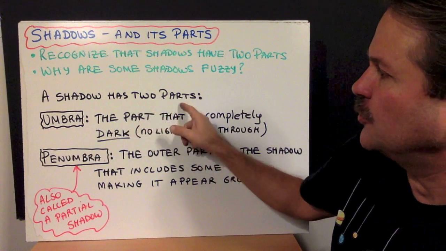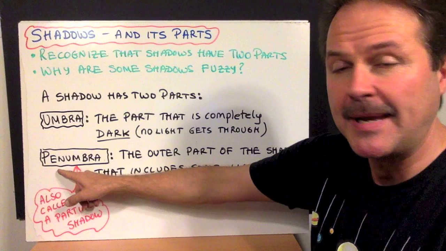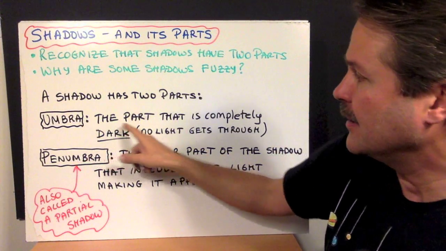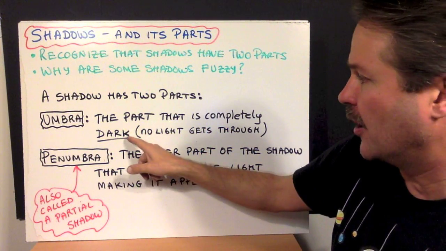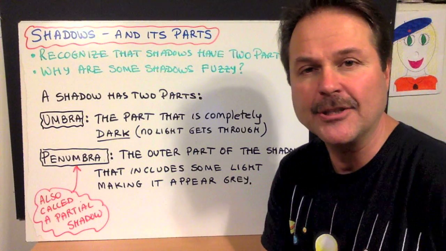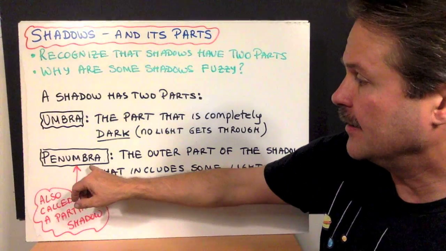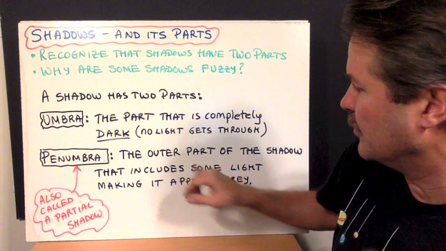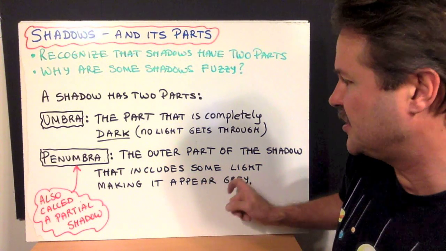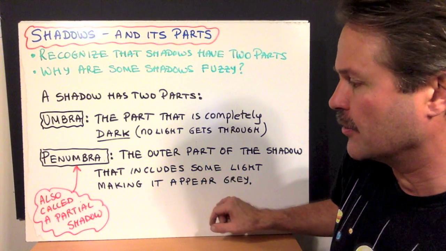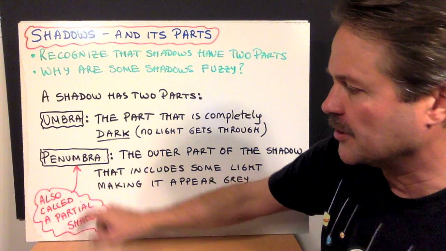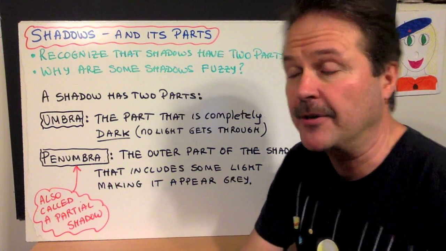So a shadow has two parts, umbra and penumbra. The umbra is the part that is completely dark. There's no light that gets through the opaque object that is casting the shadow. The penumbra is the outer part of the shadow that includes some light, making it appear gray. A penumbra is also called a partial shadow.